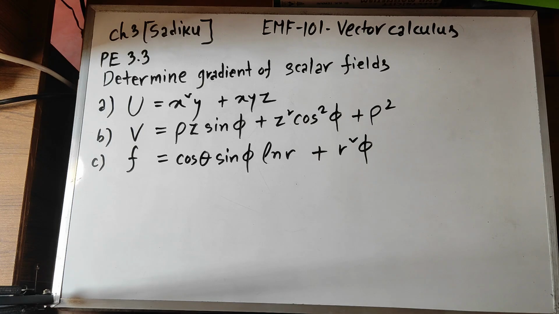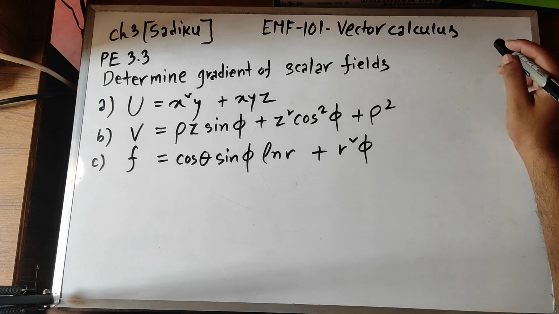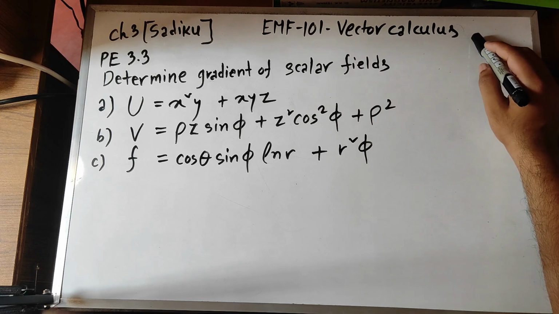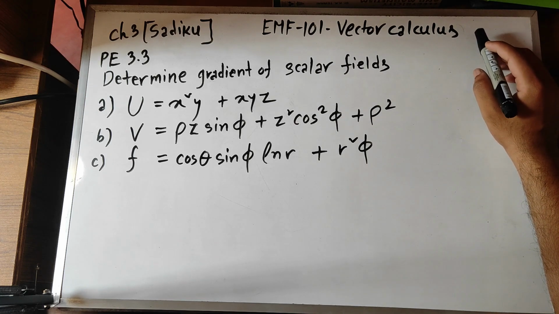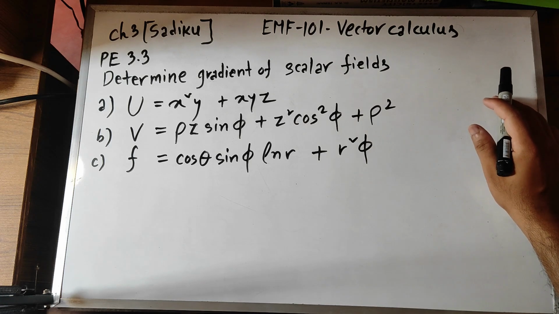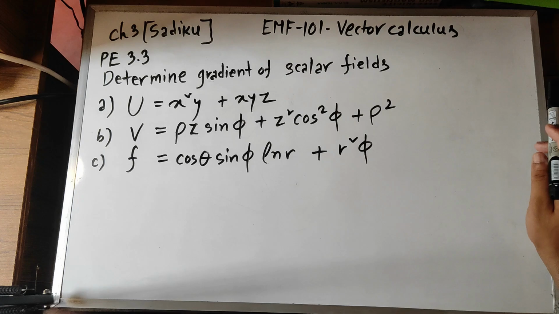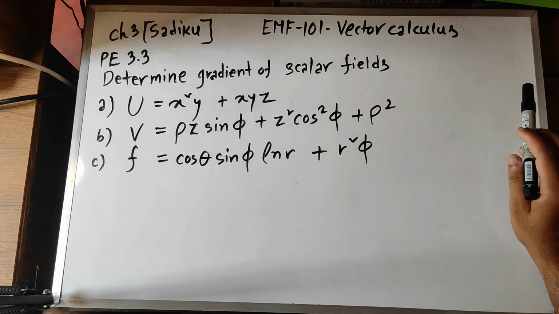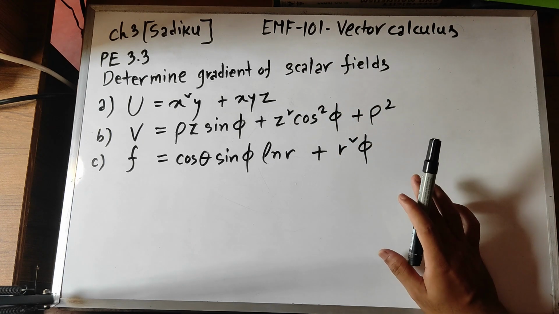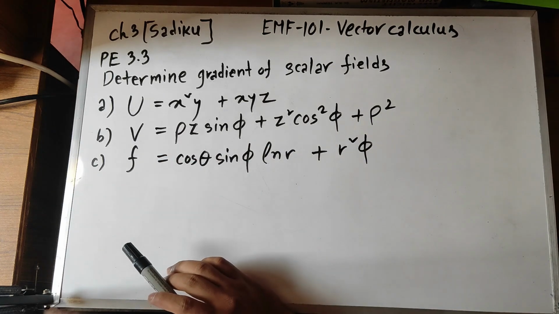So, in this video, I'm gonna solve an exercise problem from chapter 3, practice exercise 3.3 from Elements of Electromagnetics, and this is on the topic vector calculus. In this practice exercise problem, the problem is to determine the gradient of scalar fields. These are the scalar fields given, A, B, C.